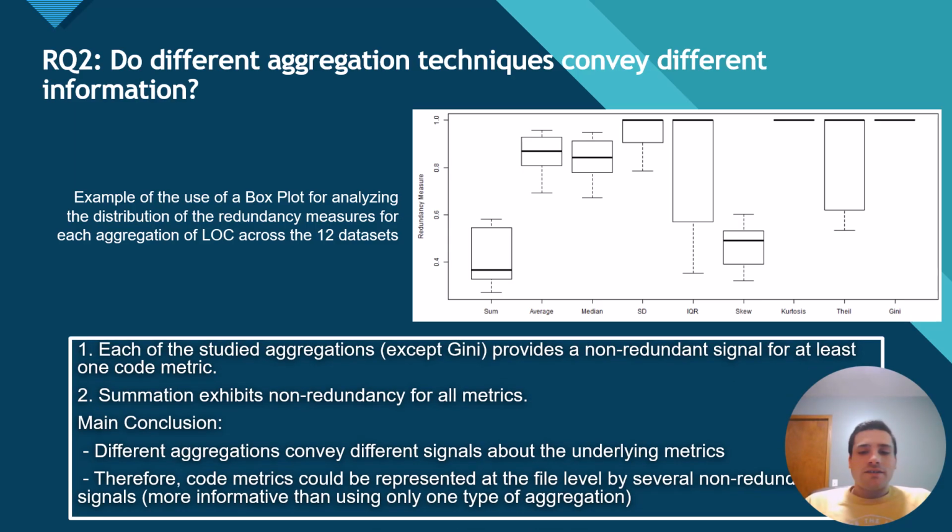To summarize the results that they found, number 1, each of the studied aggregation techniques except for Gini provides a non-redundant signal for at least one code metric. The second point is that summation exhibits non-redundancy for all metrics. So in terms of this research question, you could draw 2 main conclusions: that different aggregations convey different signals about the underlying metrics, and therefore code metrics could be represented at the file level by several non-redundant signals, which is more informative than using only one type of aggregation.